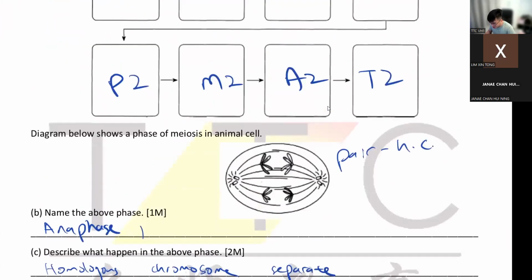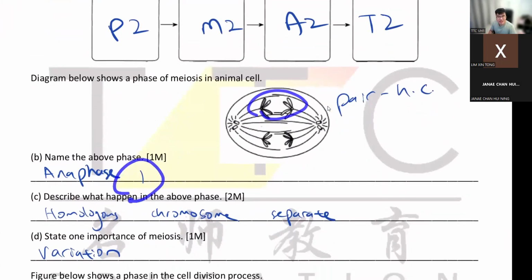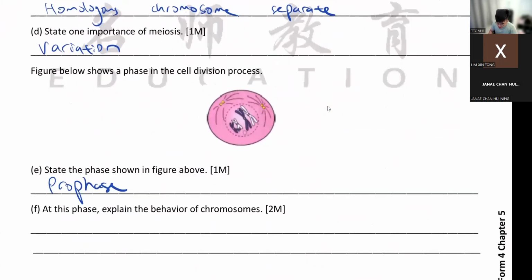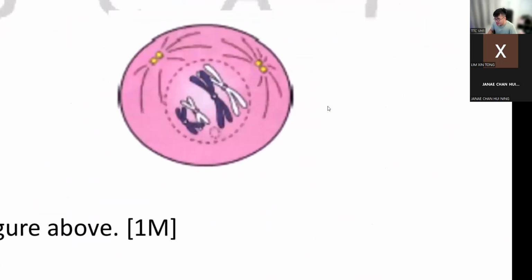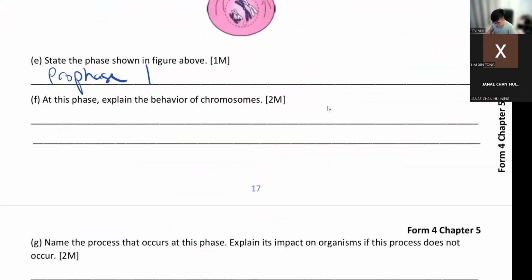Like just now, no? Pair is 1. Good. So this is prophase 1. And just by looking at this, they are changing their legs, right? Prophase 1 is the one we focus on. What are they doing?